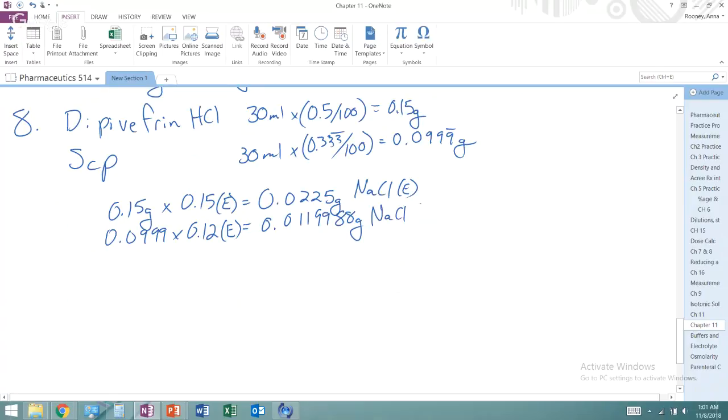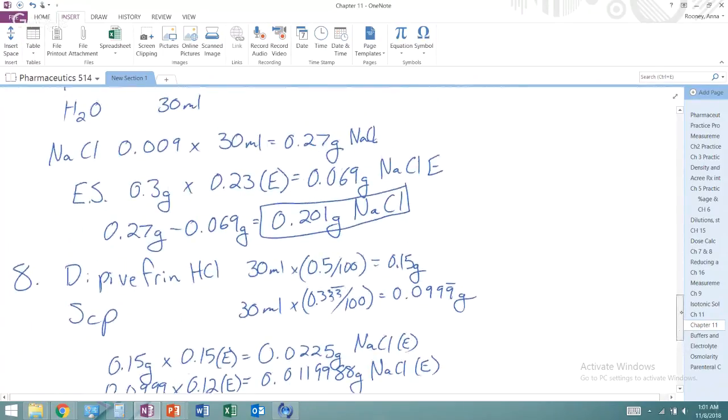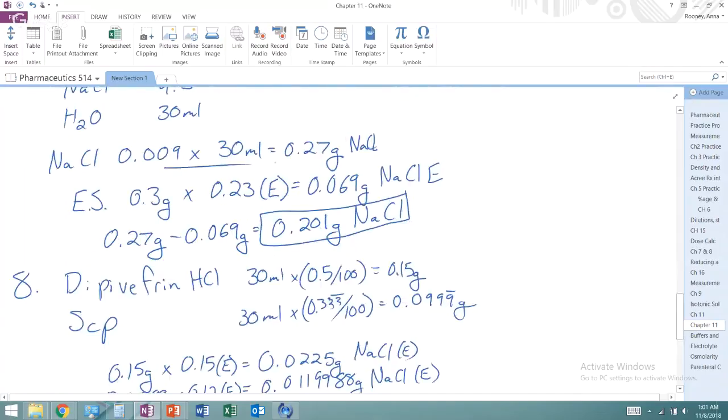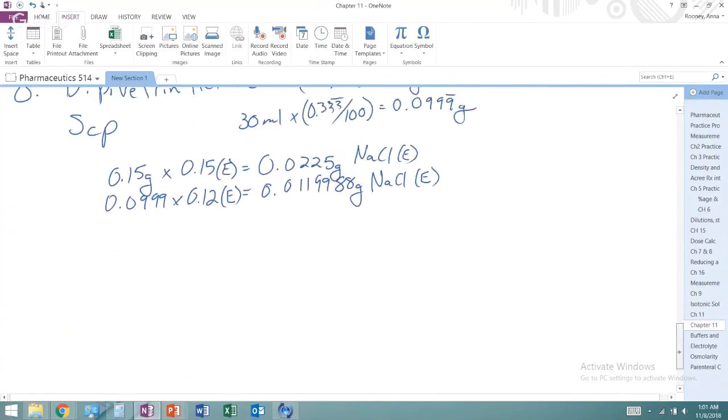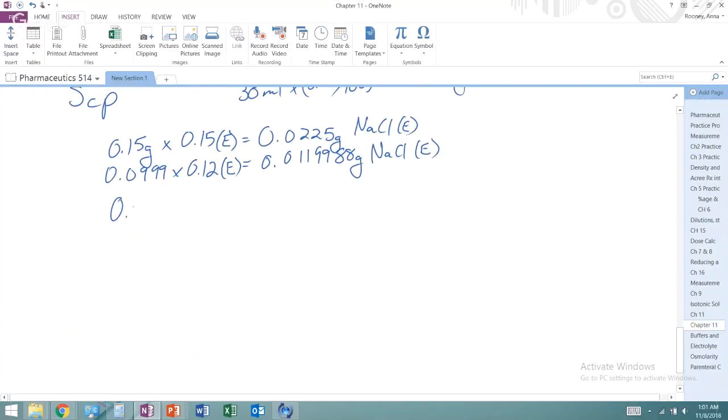So that's sodium chloride equivalence. And then you have to find out the amount of sodium chloride that you need for the solution. Well, the nice thing is back here at this one, we already found it out. So it's 0.27 grams for every 30 milliliters.